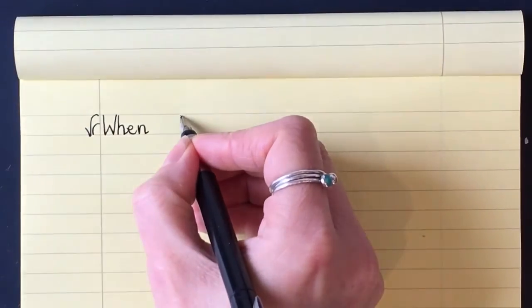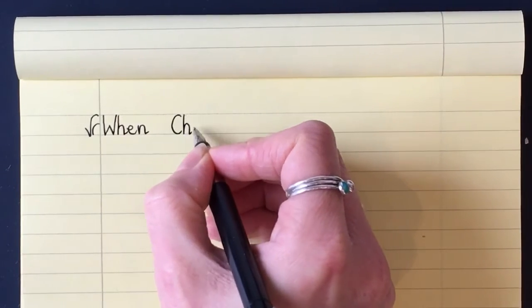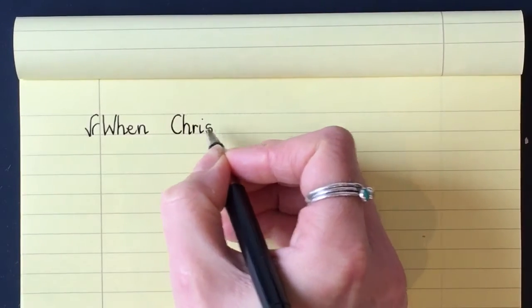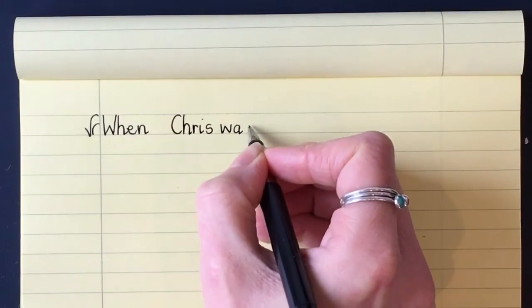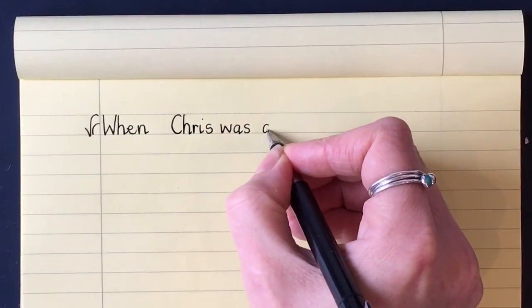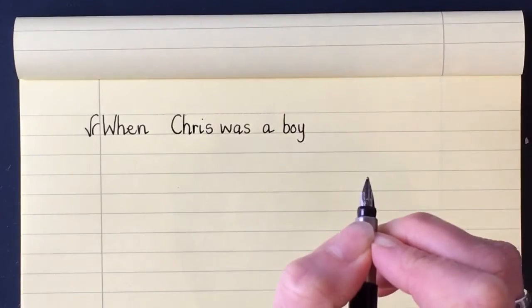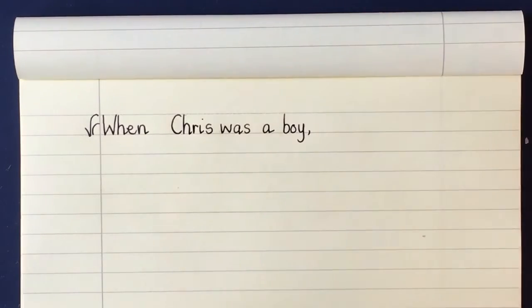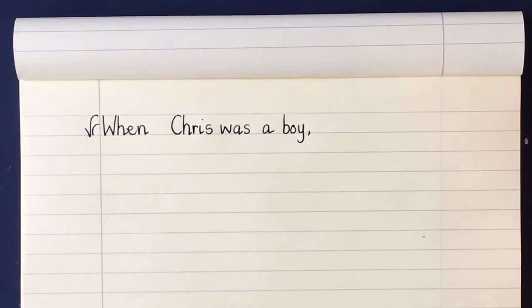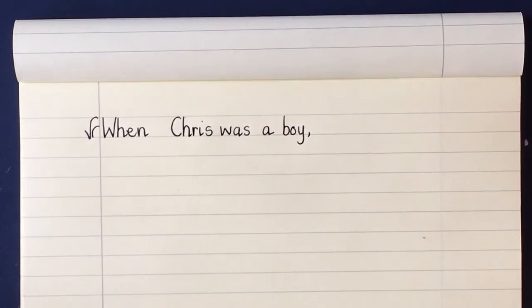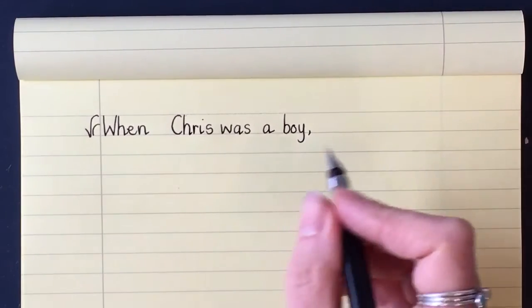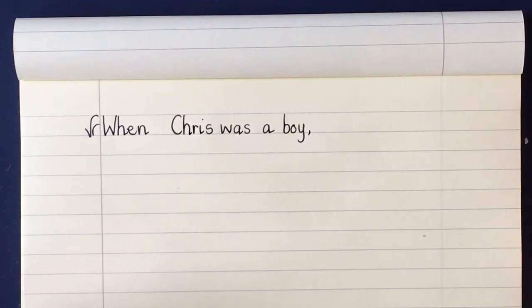When Chris. Now, Chris is a tricky word to spell, so you can use the word bank if you need to. Was. When Chris was a boy. When Chris was a boy, and I'm going to put a little mark in there like that. Do you know what that's called? It's called a comma. And writers use commas when they want to break their sentence up a little bit. So sometimes when you've used a sentence starter, you might need a little comma. When Chris was a boy, he liked to play in his rocket.